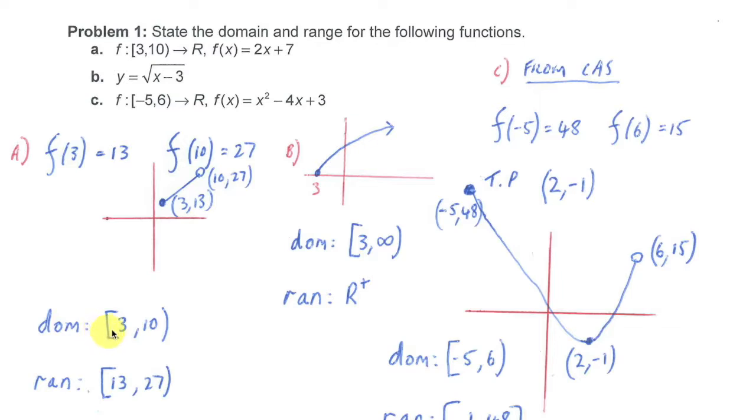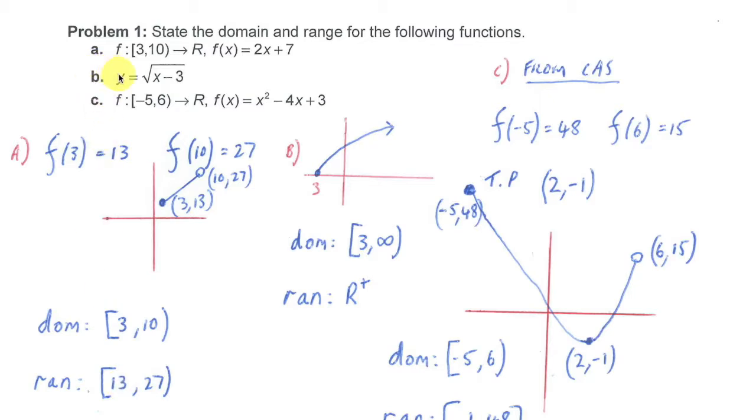So stating my domain was actually given to me in the rule, so that's not a big one, but I'm going from 3 to 10. And then my range, I go from the lowest y value to the highest value. I don't read it from left to right. I just go from the lowest y value to the highest y value. So the lowest y value is 13, and I'm including it. And the highest y value is 27, and that's excluded. So it's 13 to 27. The 27 is excluded. The 13 is included.